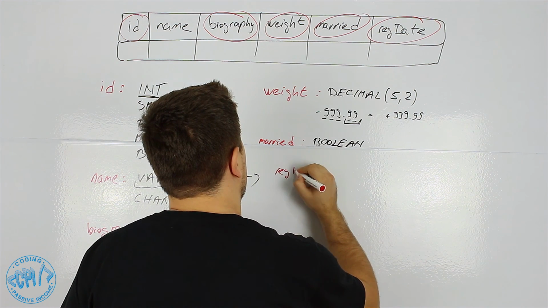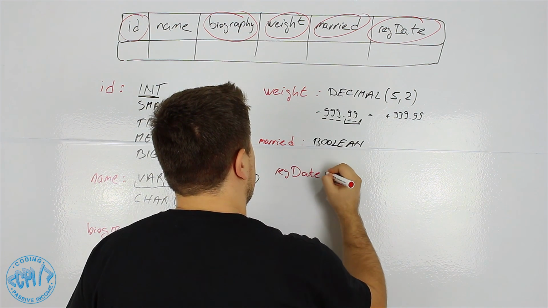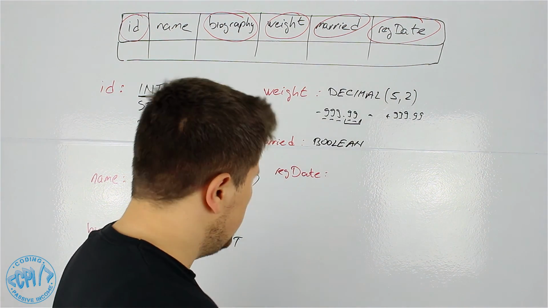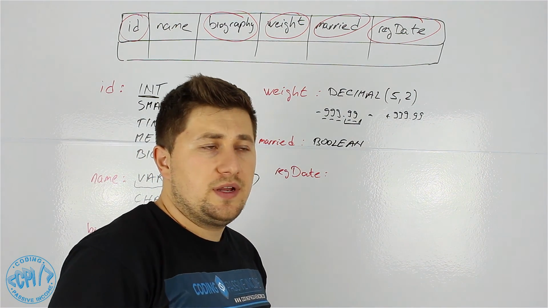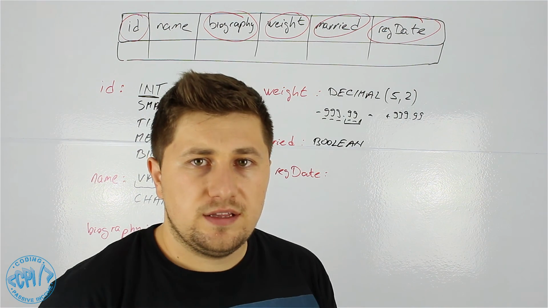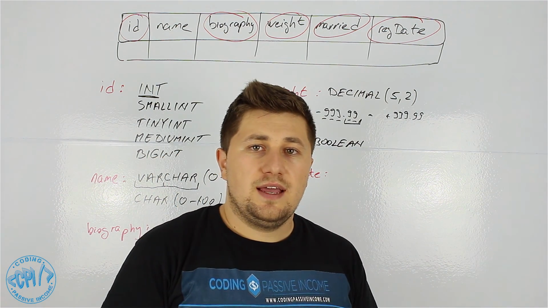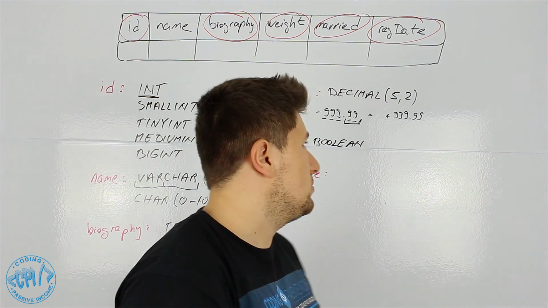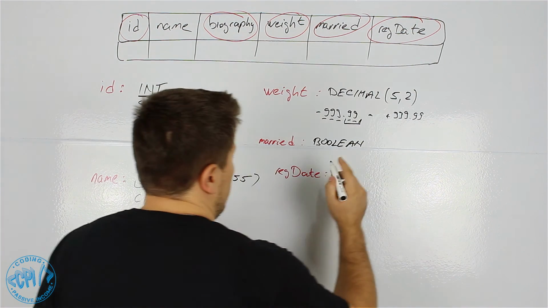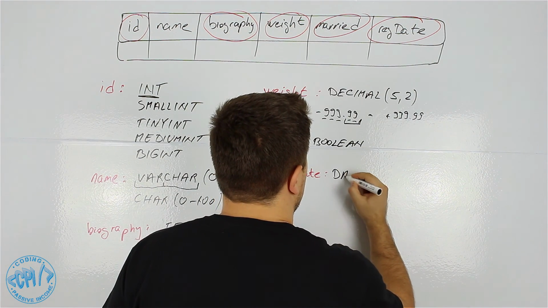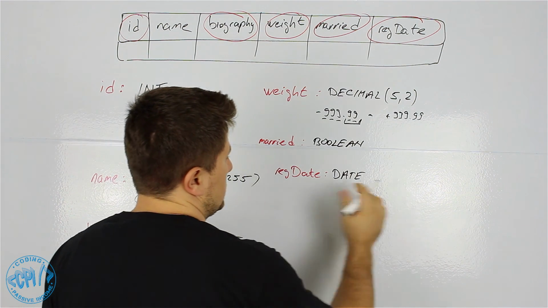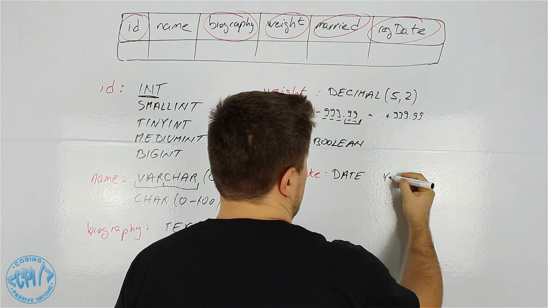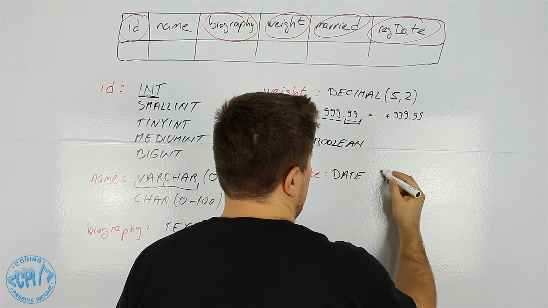So registration date. And for this registration date, we have multiple options. It depends. Do you only need date? Do you also need date and time, or do you only need time, and so on? So we have date, which will help us to store year, month, day.